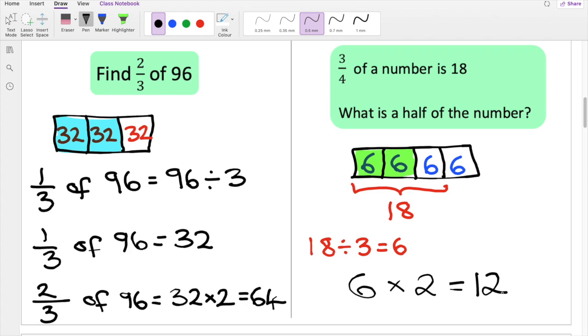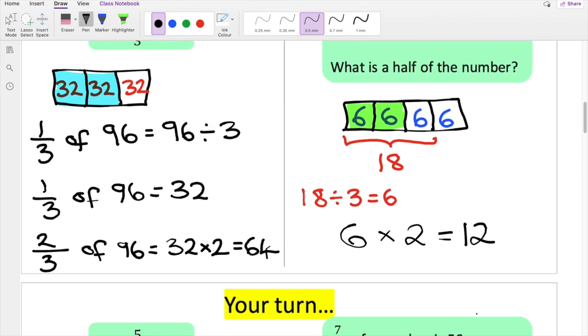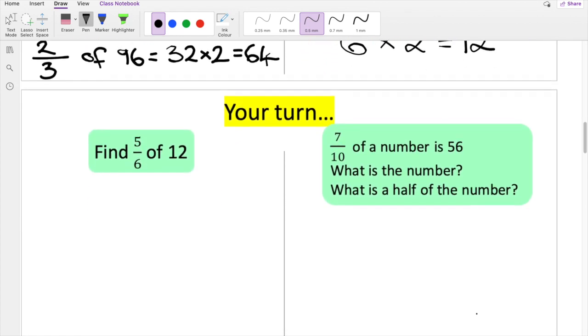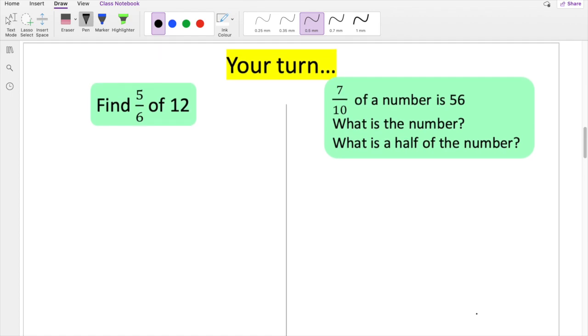I would like you to now, using the exact same idea, have a go at these 2 questions. Pause the video and attempt these questions in your books, please.